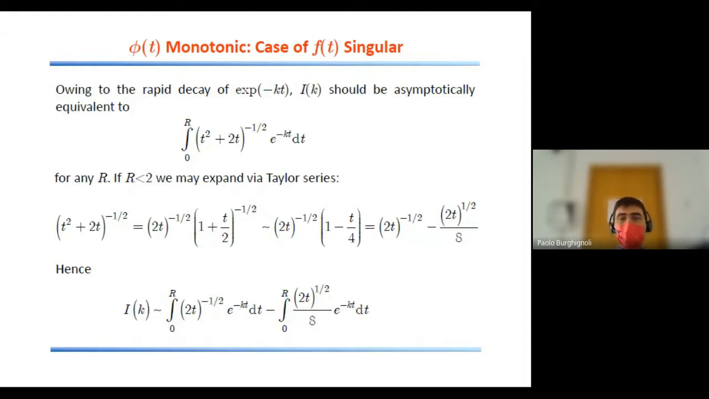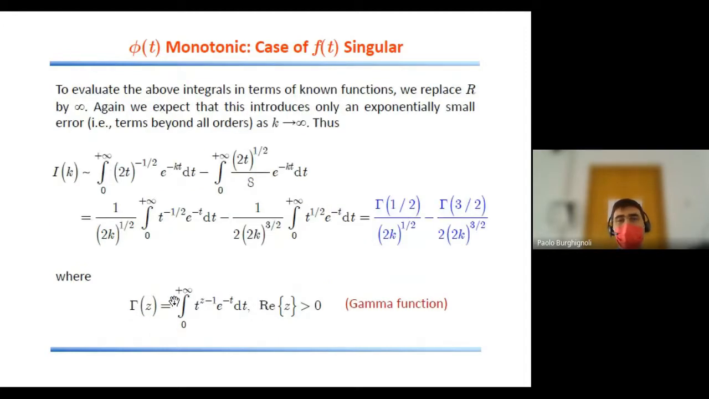What we need in order to obtain a link with the gamma function is to change again the upper integration limit and let it go to infinity in this case, because again, by changing the upper integration limit, we are introducing only exponentially small errors, so we can do that. But if we now do that, performing a simple change of variables, we can reduce those two integrals to the standard form that defines gamma functions. The definition of the gamma function is reported here at the bottom.